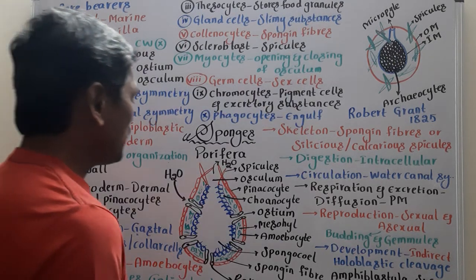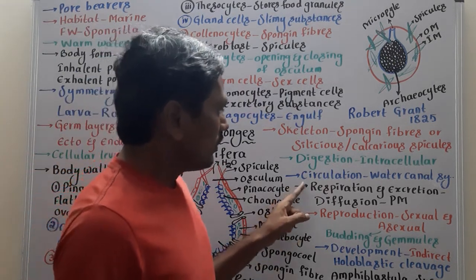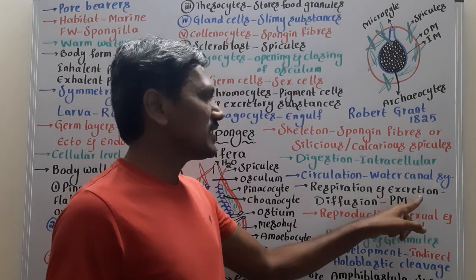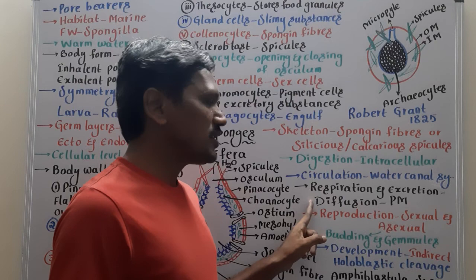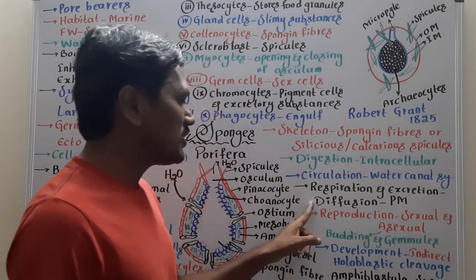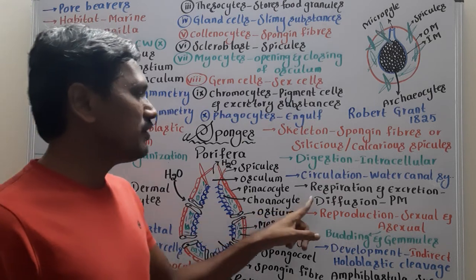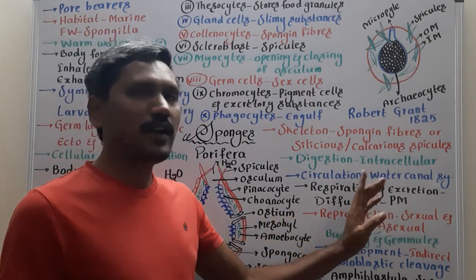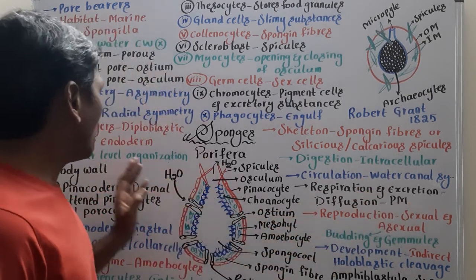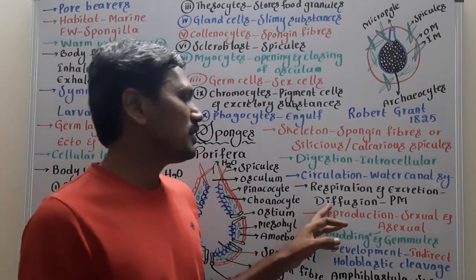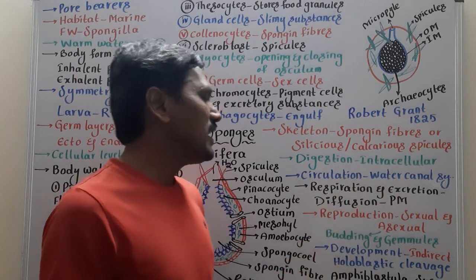And then coming to the next one, respiration and excretion. Respiration and excretion are carried out by the process of diffusion according to the concentration of different types of materials inside. This diffusion takes place through the plasma membrane of every cell, because the organization itself is cellular, so it's not difficult to conduct diffusion for respiration and excretion.